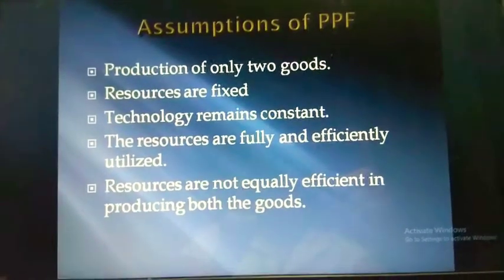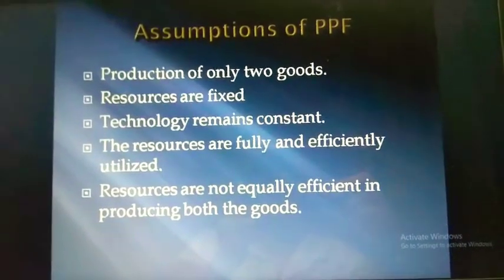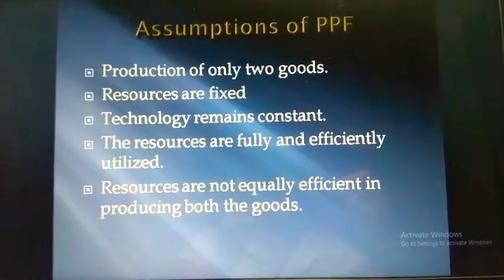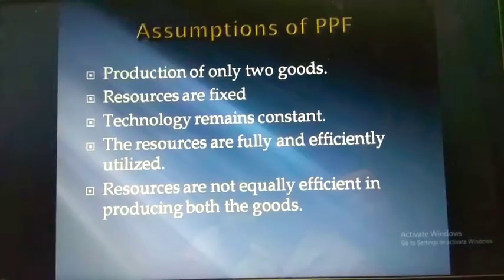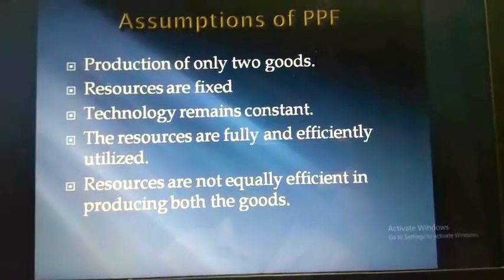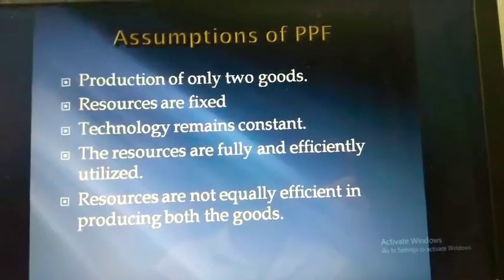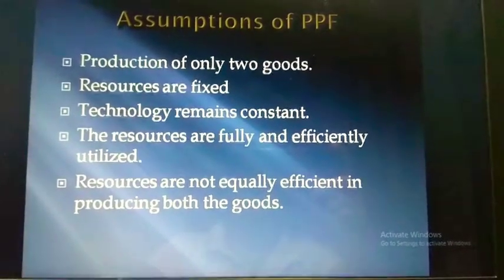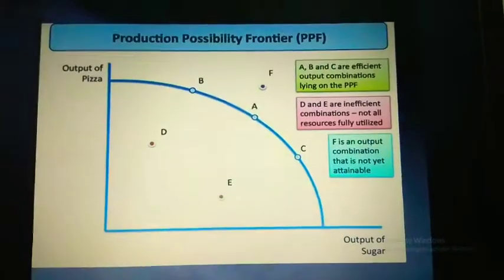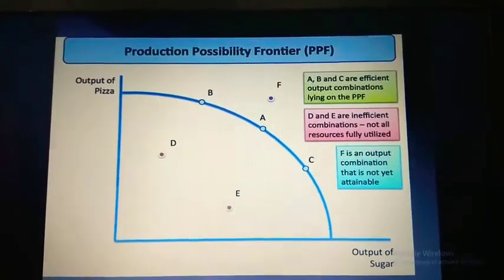So, the same is applicable with the production process also. A person who is continuously producing guns, if I ask that person to produce butter, will he be equally efficient? No, not at all. So, the last assumption of PPF is resources are not equally efficient in producing both the goods. Children, remember the last assumption very well because this assumption is also one of the reasons behind the shape of your PPF curve.